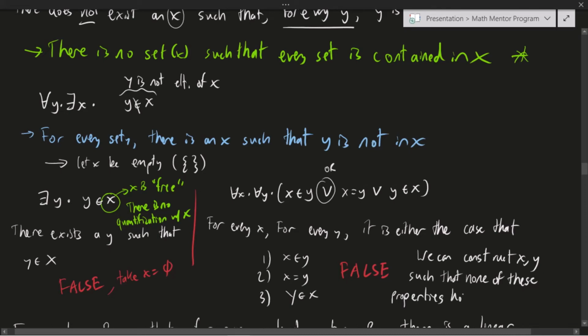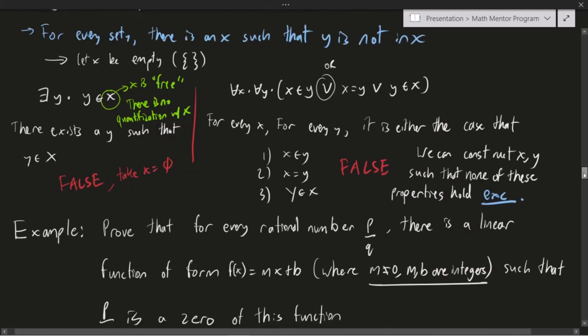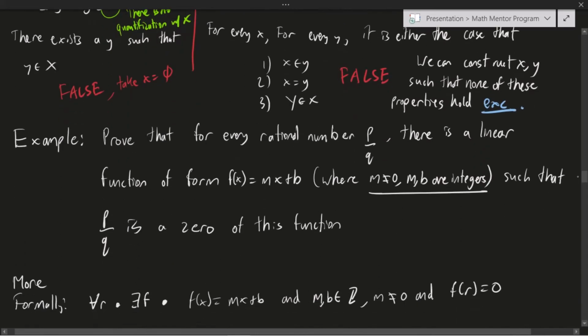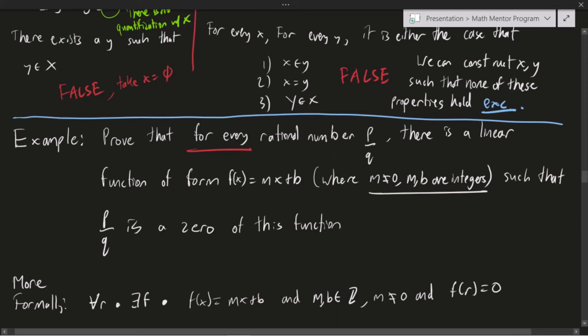And I'll leave it to you as an exercise to come up with such a set. Okay, here's a more mathematical and more difficult example, which we will actually use a little bit in our program. So we're going to prove that for every rational number, again, a rational number is a fraction of the form p over q, where p and q are integers, and they must not share any common factors.